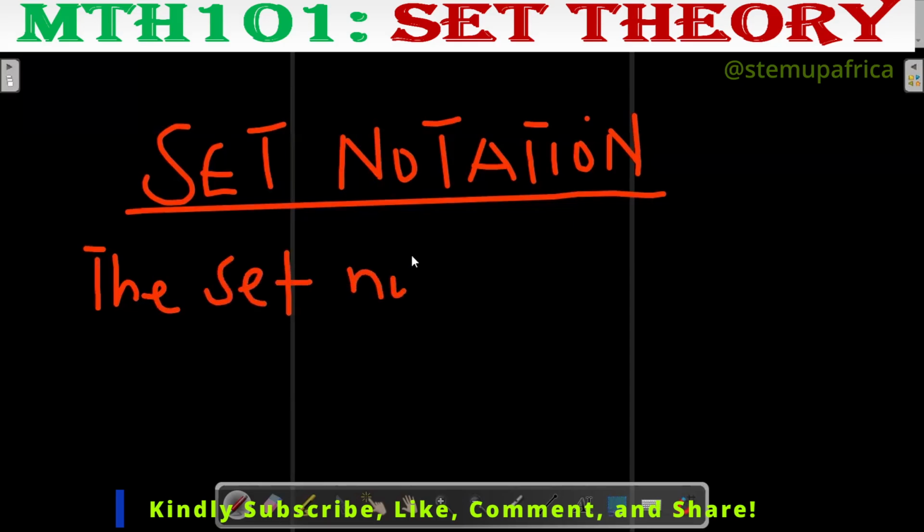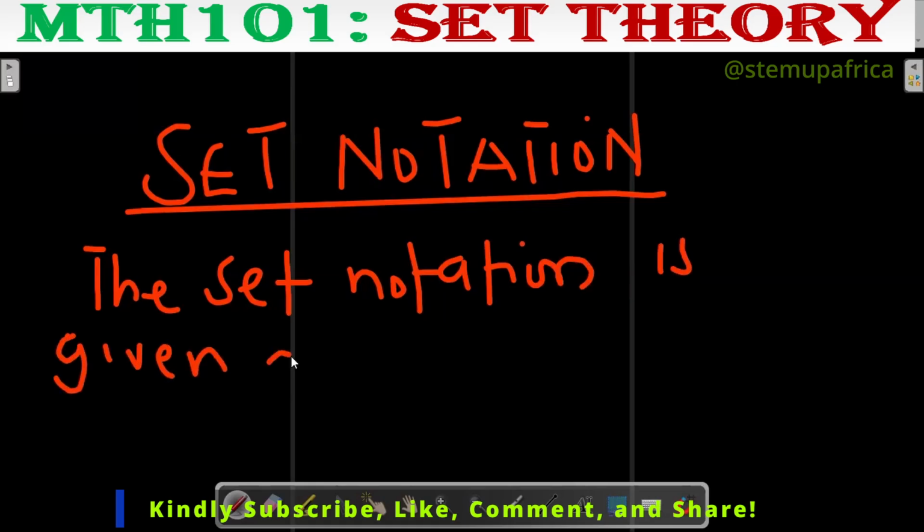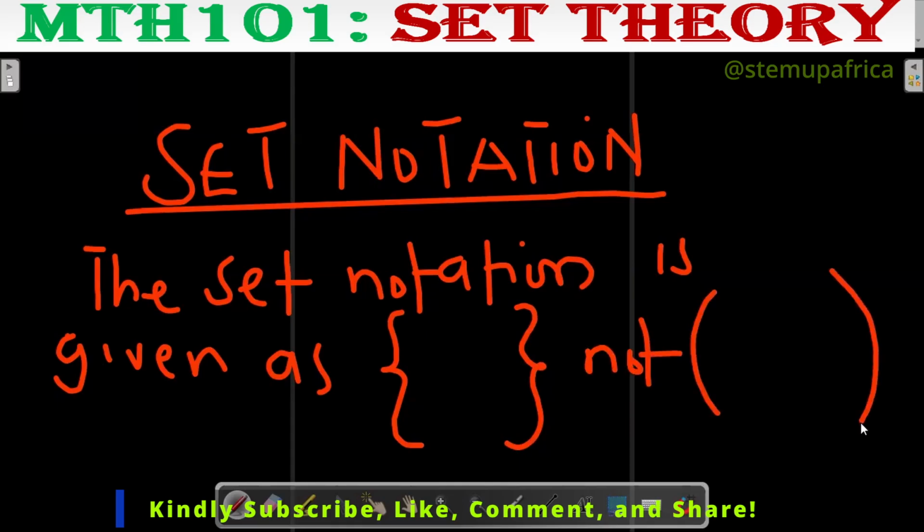This is how you notify a set, this is how it's written. You don't write a set like this, not like this. Are you seeing the difference? This is how you notify sets with this sign here, not this. Anytime you see a thing like this, you just know that they're talking about a set.